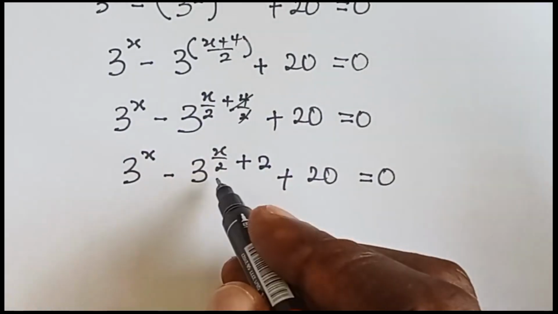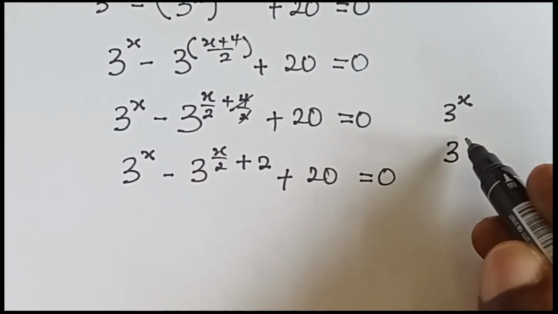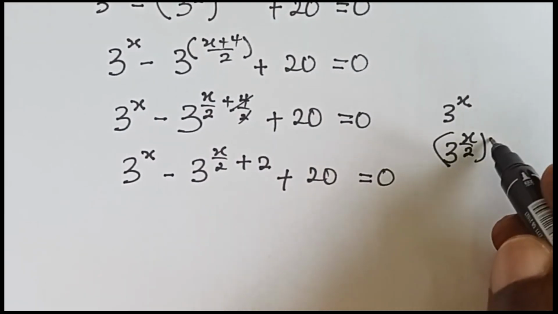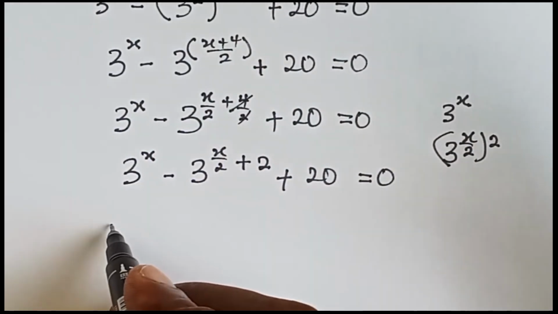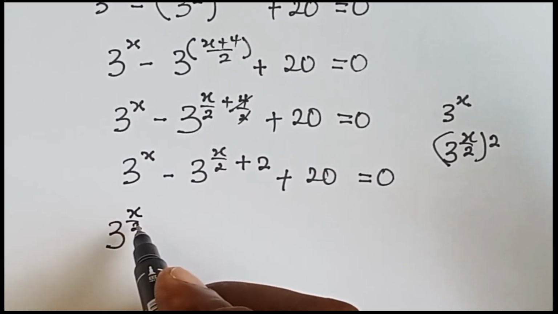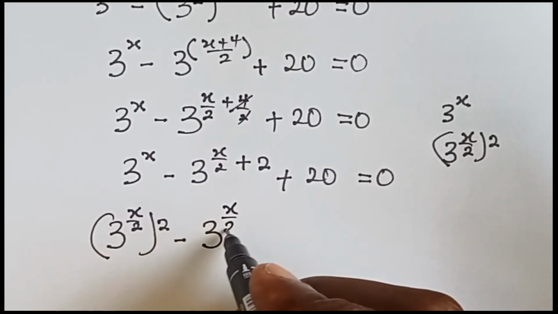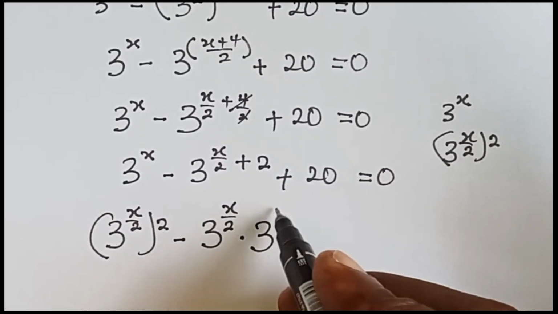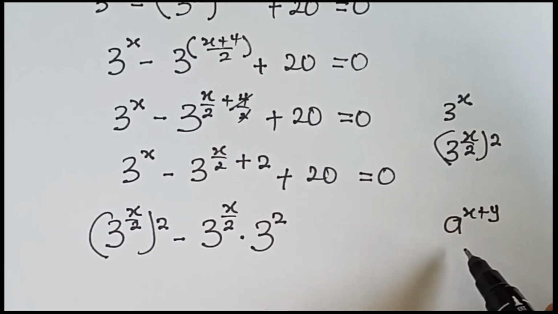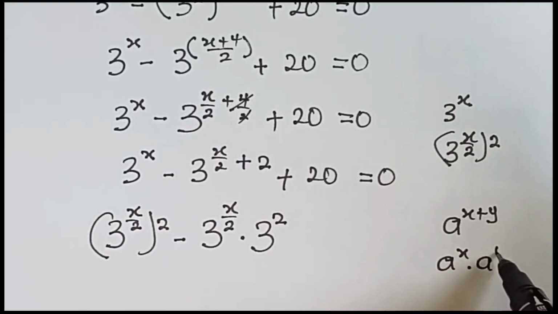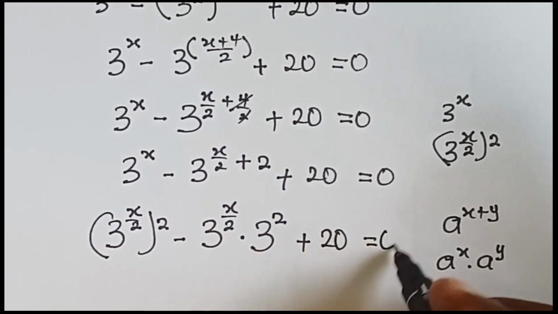We write this in form of this, right? Because 3 raised to x can also be written as 3 raised to x over 2, raised to 2. Okay, so this is another way to write it. So then we can say this can be written as 3 raised to x over 2 multiplied by 2 minus 3 raised to x over 2. Then in indices, one of the laws of indices says that a raised to x plus y is the same thing as a raised to x multiplied by a raised to y, and that is what I have applied here. Then plus this 20 equals 0.